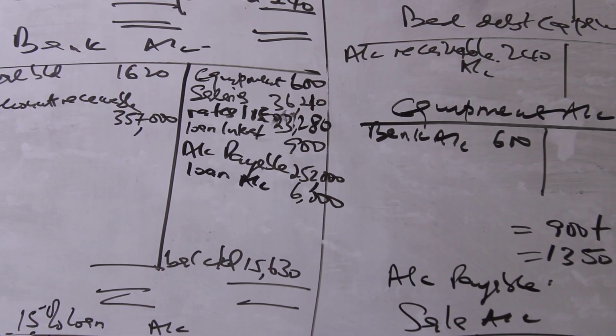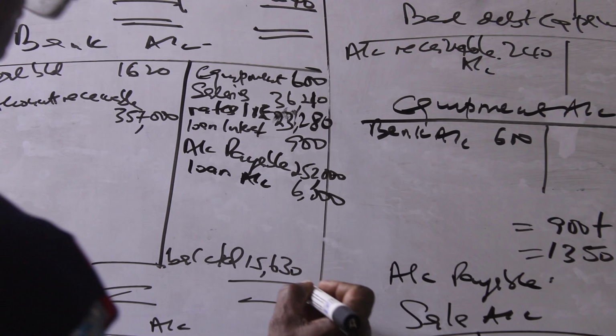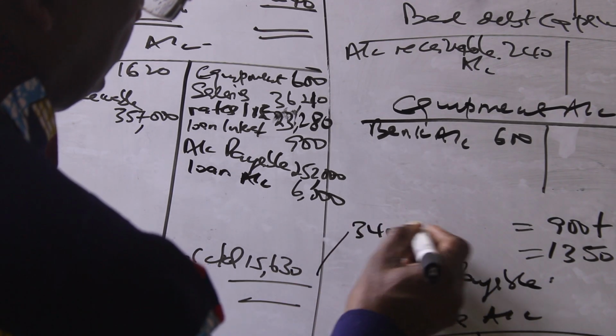Additional, plus 6,210, plus 2,380, plus 900, plus 252,000, plus 252,123, plus 6,000, plus 15,630. That gives us 340,020.